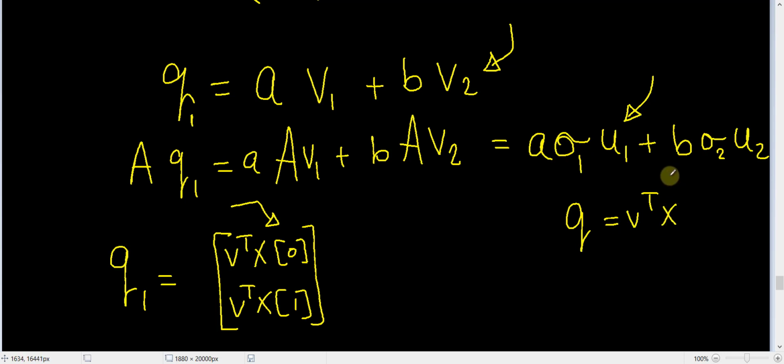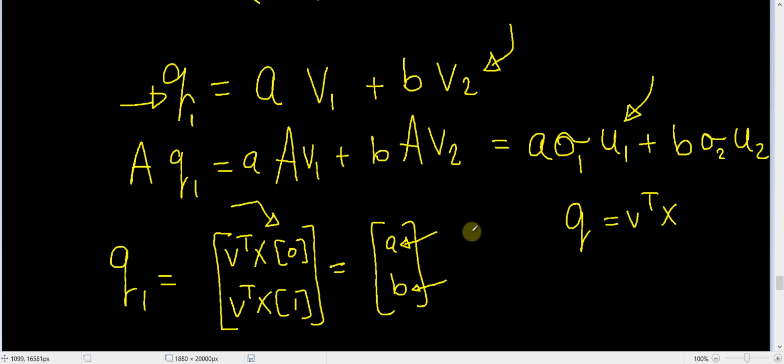Now this V transpose x has two components. The first component I write as V transpose x of 0, and the second component I write as V transpose x of 1. So that's just as simple as that. Now this q is equal to a and b. This is the component in the v1 direction, and this is the component in the v2 direction.